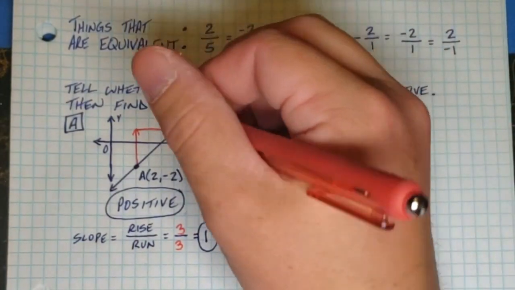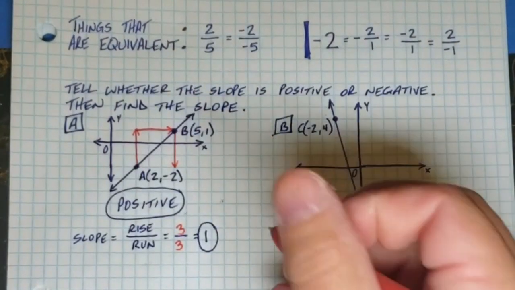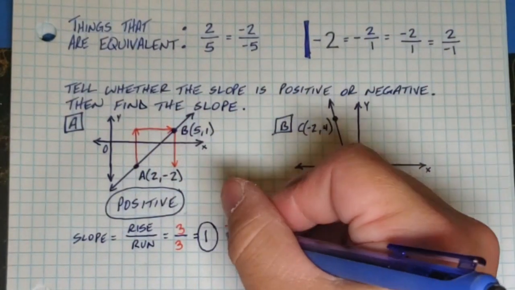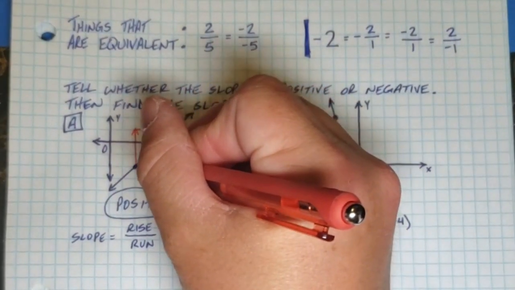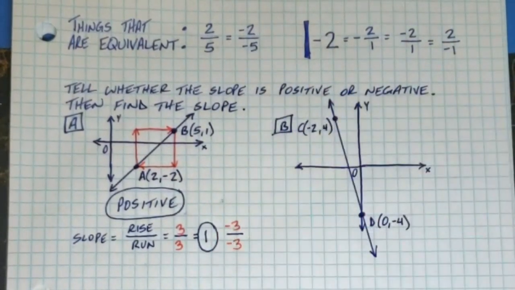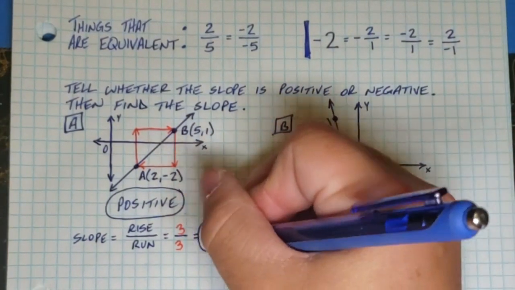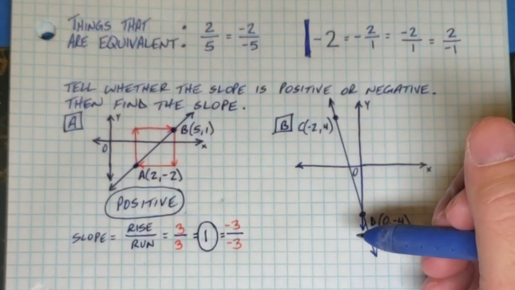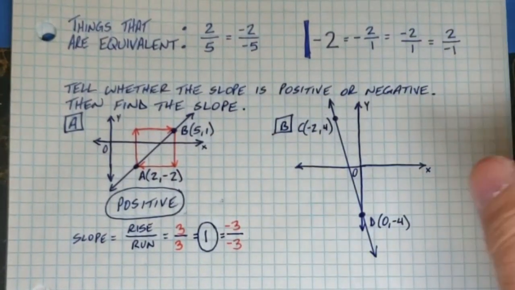So to go from B to A, I would go down 3 spaces. So that would be a -3. And then I would move to the left 3. Left 3 would also be -3. Well, -3 divided by -3 is a +1. All right, so we get the exact same answer both ways. So it was a positive slope and we got a +1.